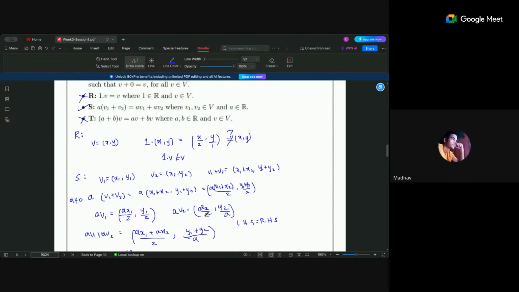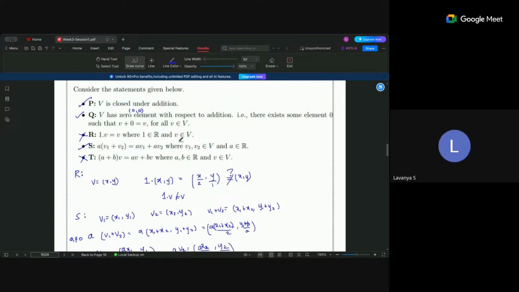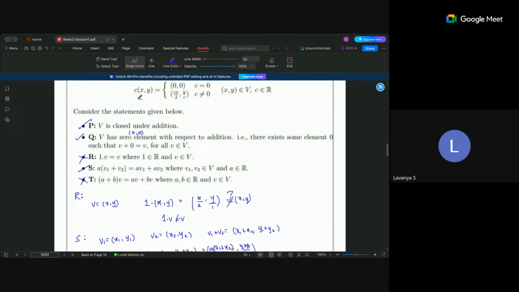And I didn't get this R. Sorry, you did not understand the R part? Yes, ma'am. R is the simplest one. See here, 1 dot V, how is it defined? 1 is your C now. So what is your C? Your C is nothing but 1.